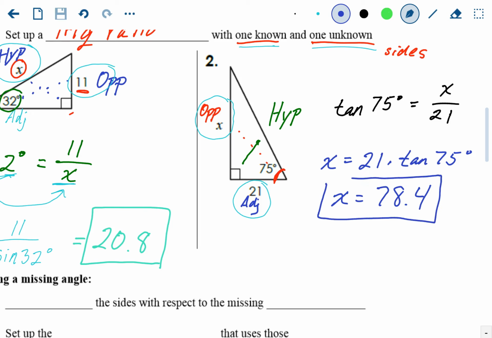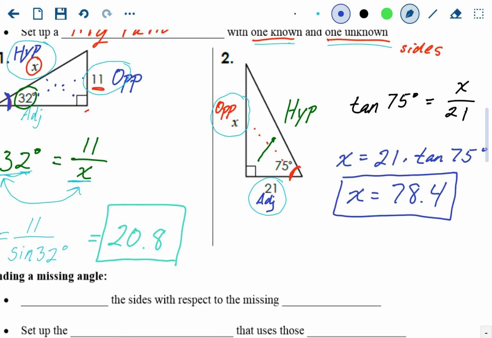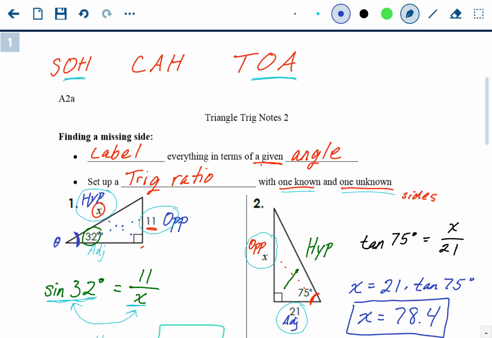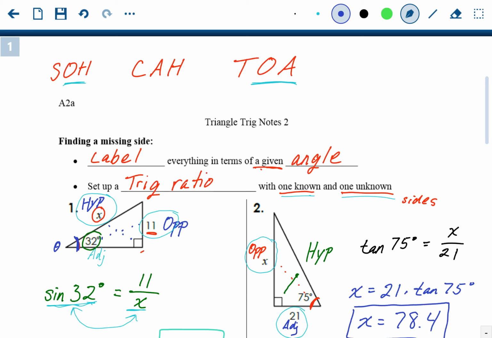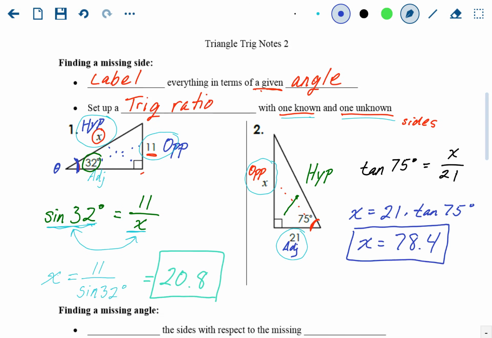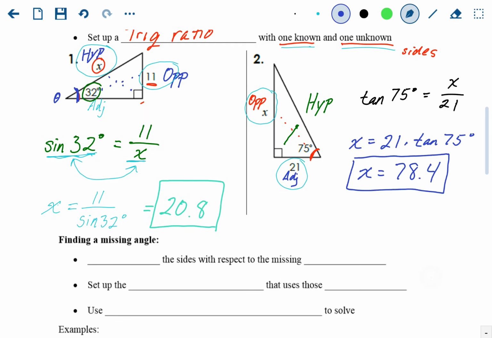Okay, so that is for missing sides. Label what you know, figure out which trig ratio to use. If it's opposite and hypotenuse, it's going to be sine. Adjacent and hypotenuse, it's going to be cosine. And opposite and adjacent would be tangent. And then set it up and solve.